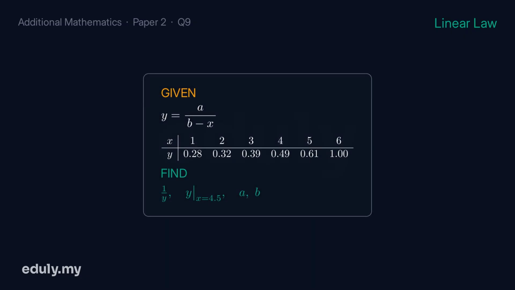So here's the picture. We have the equation and the data, and we need the reciprocal values, the value of y at 4.5 and the two constants.